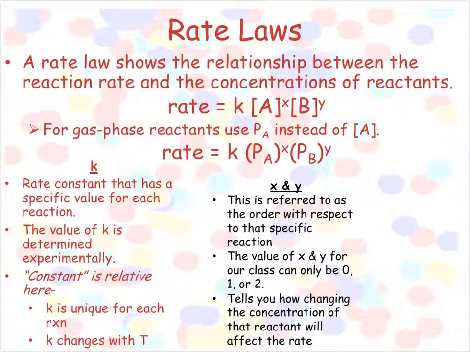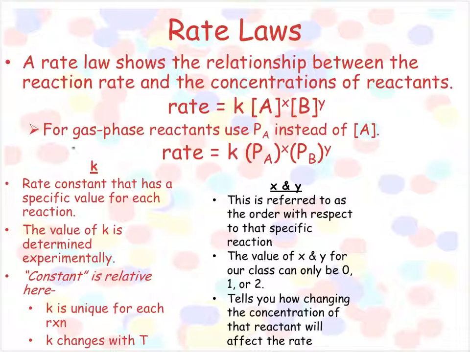Just to reiterate, the rate law shows us the relationship between the rate of the reaction and the concentration of the reactants. This is how we write the formula if we are using concentration. So if we have an aqueous system with moles and a certain amount of liters, these are concentration brackets, that's what they mean. So that's how we write the rate if we're talking about the concentration of the reactants.